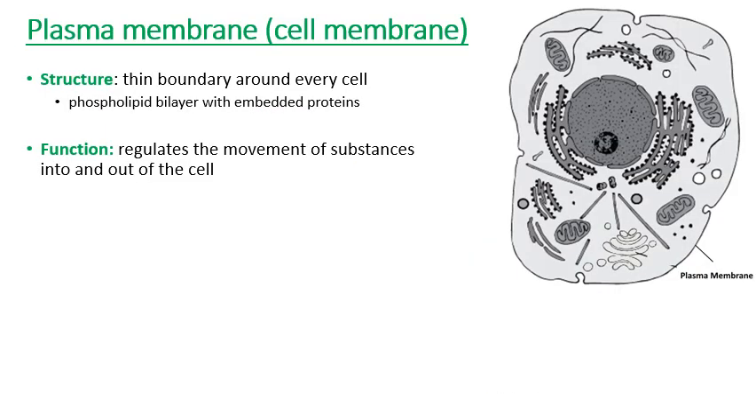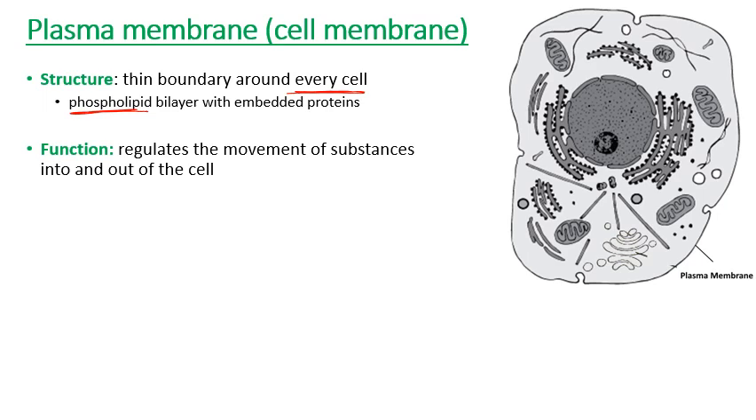The cell membrane is the last one we'll talk about now. The technical name is the plasma membrane. It's the thin boundary around every single cell. From the very first cells that ever evolved, they've always had a cell membrane. It's made of these chemicals called phospholipids, which we'll learn more about later. And the function of the plasma membrane is basically like the bouncer at the front of a nightclub, or like customs at the airport.